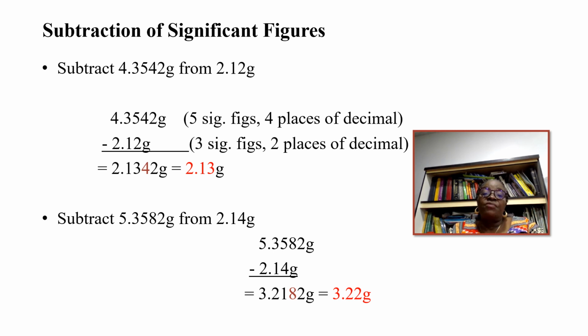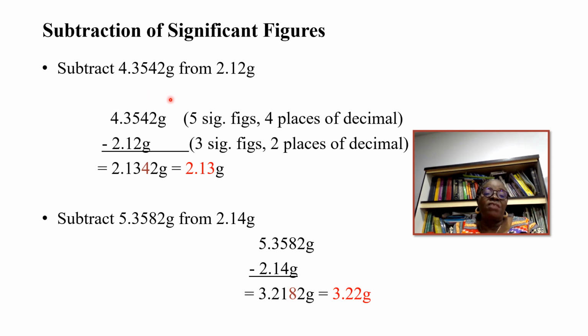Subtraction of significant figures. When subtraction is involved, the answer should have the same number of decimal places as the limiting term. The limiting term is the number with the least decimal places. This is because the sum or difference of two quantities cannot be more precise than the quantity having the largest uncertainty. For example, you're told to subtract 4.3542 grams from 2.12 grams.